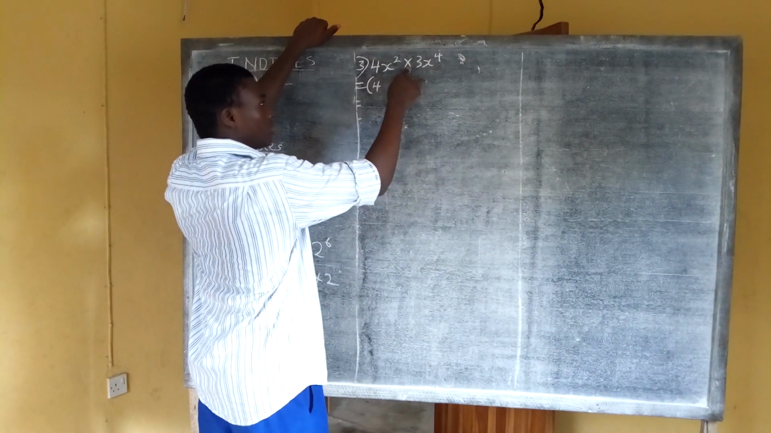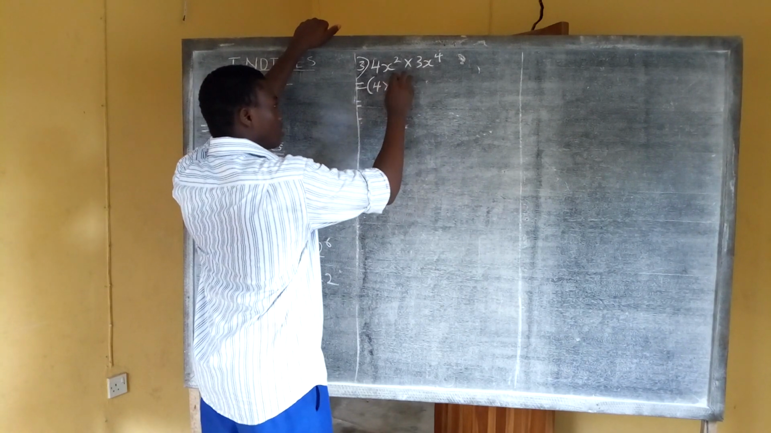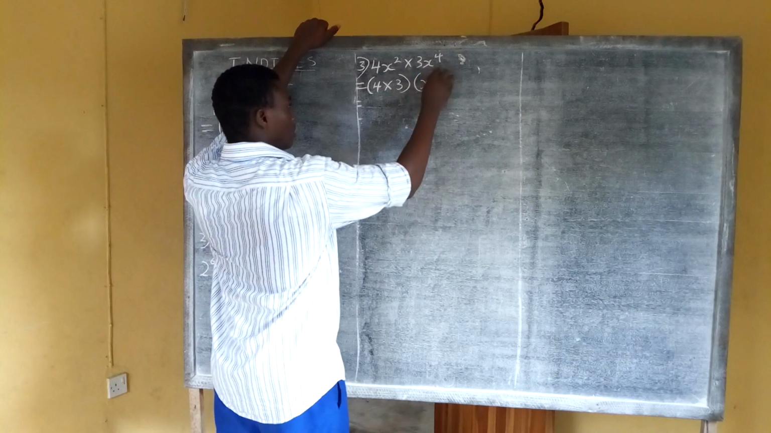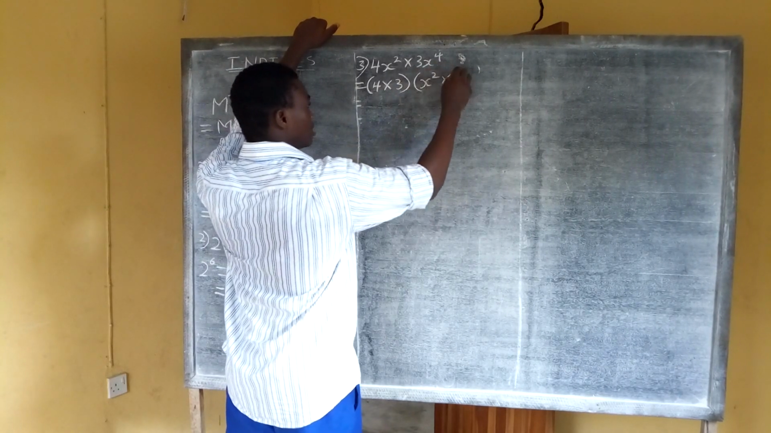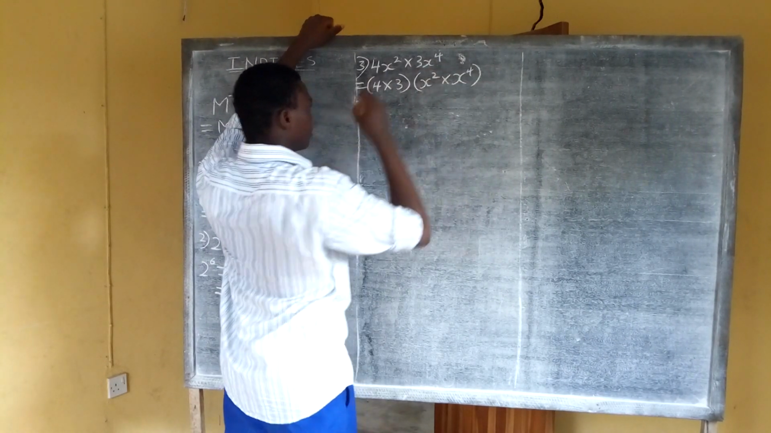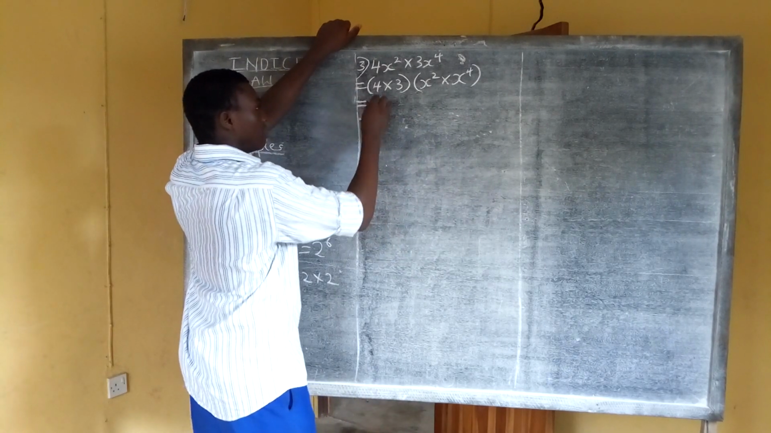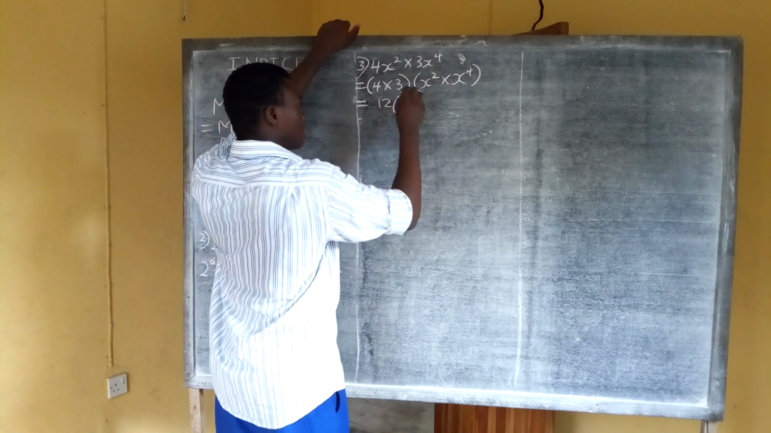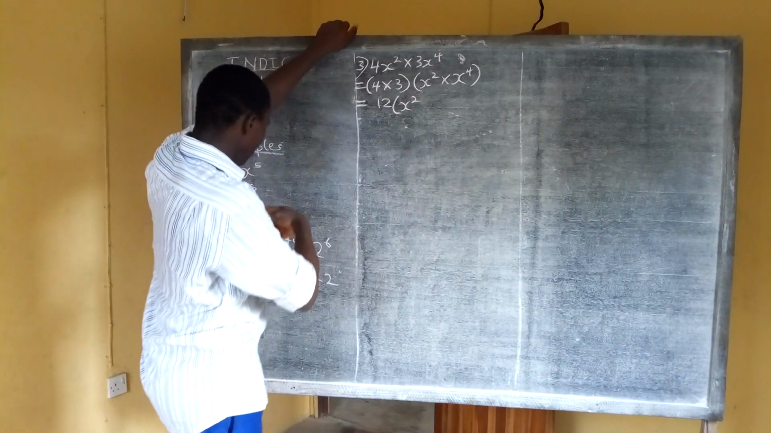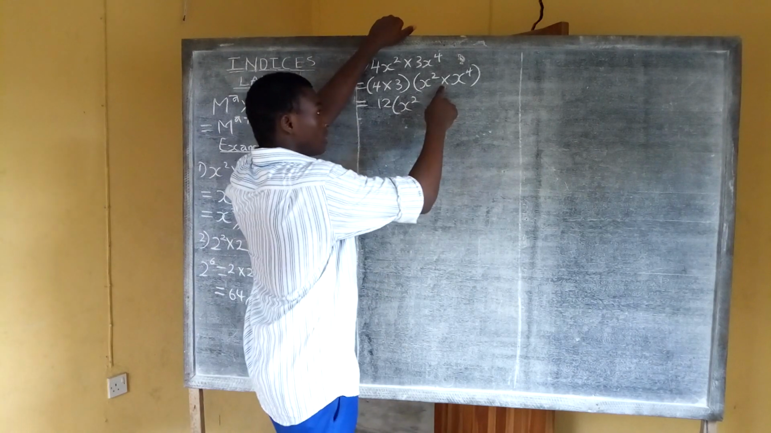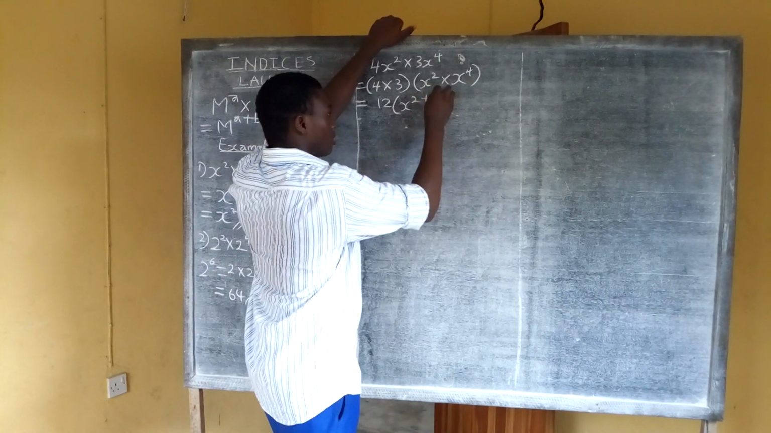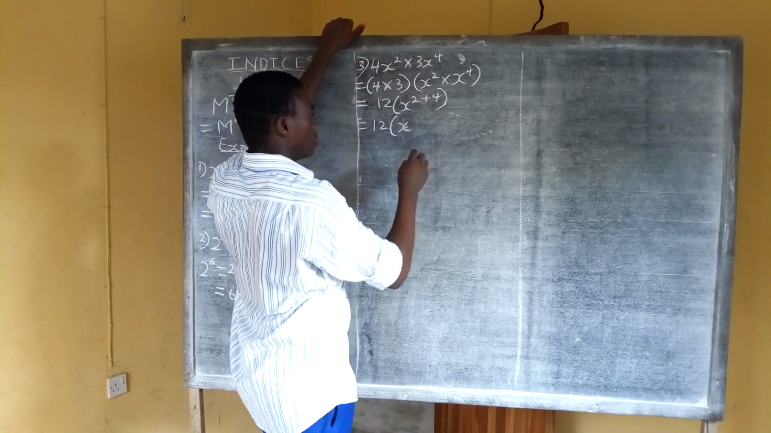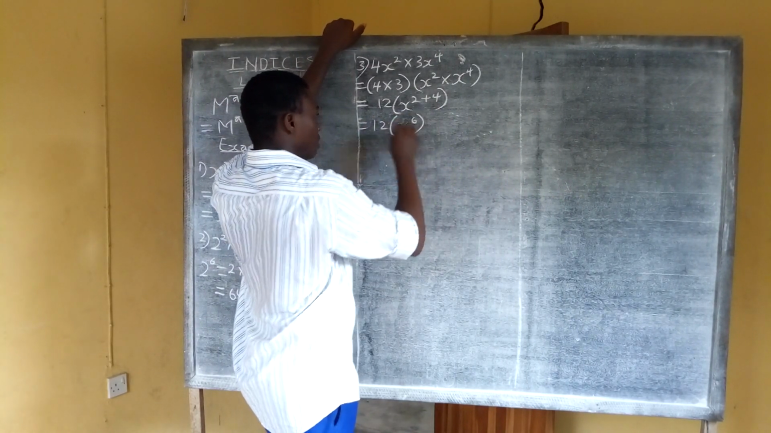This 4, multiplication sign is a times, then the second number is 3. Then you open another bracket, x raised by 2, multiplication sign, that is times the second one, x raised by 4. Now you have 4 times 3, that will give us 12. Open bracket, x raised by 2, the same thing we did here, x raised by 2, multiplication sign change to addition, then the second power comes to it. We have 12, open bracket, x raised by 2 plus 4, that is 6, close the bracket.